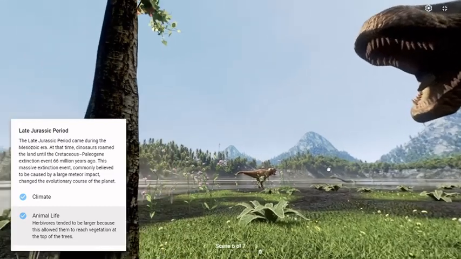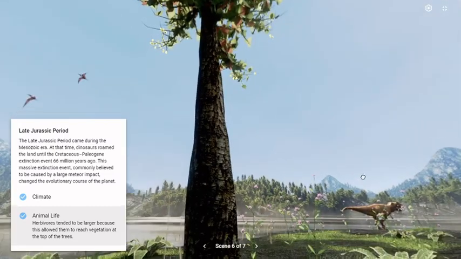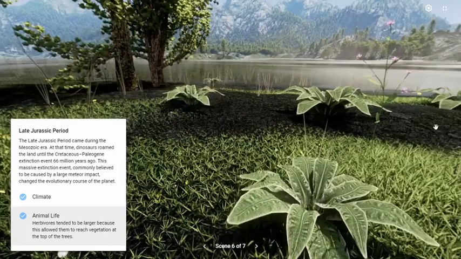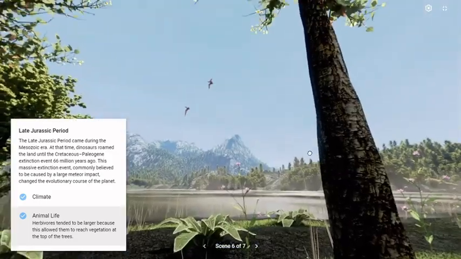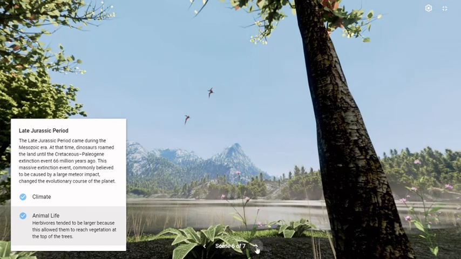Look at this, guys. Wow. This is amazing. Instead of birds, we have pterodactyls.